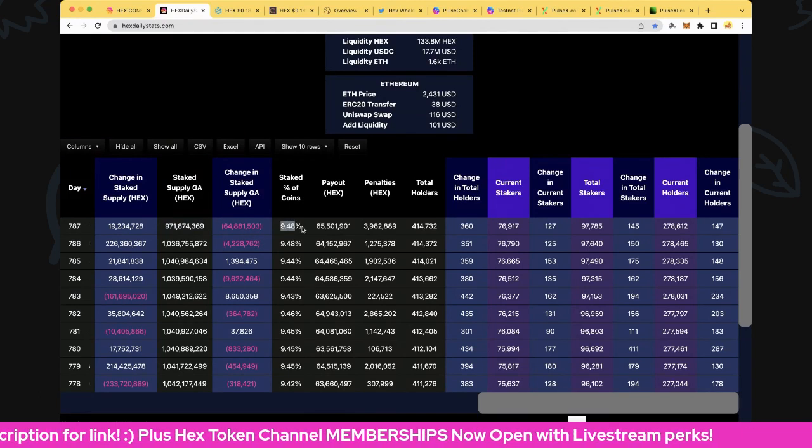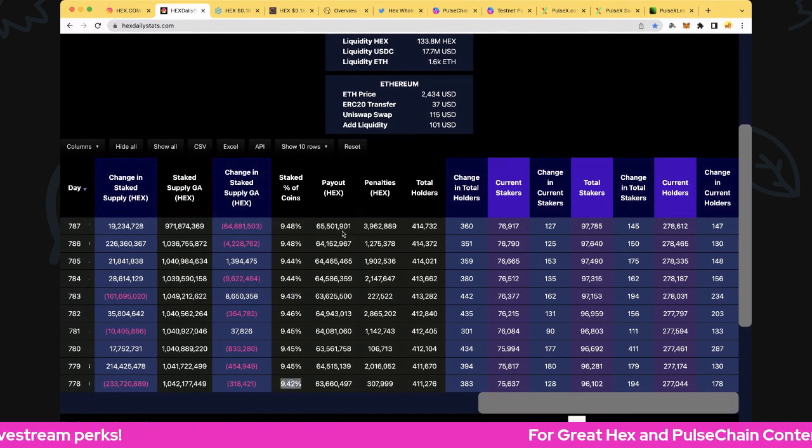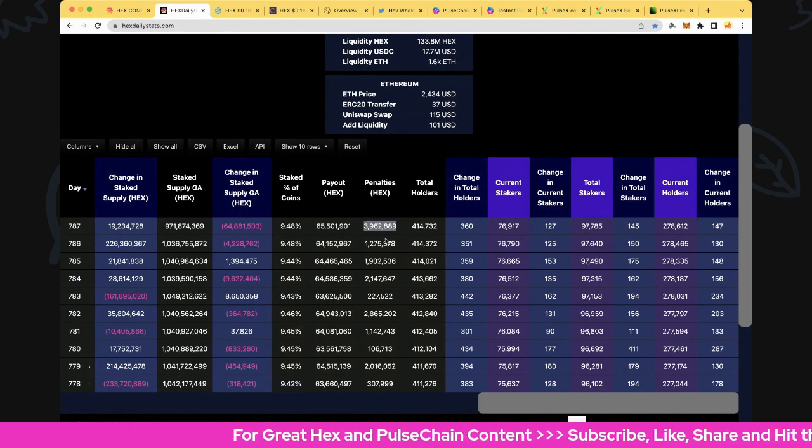Let's have a look. Stake percentage of coins, 9.48%. Still relatively low, but not as low as it has been, 9.42 back here. Hex payout, 65.5 million. Penalties, beautiful, 4 million penalties, thank you very much.